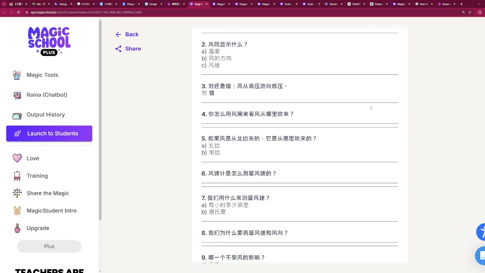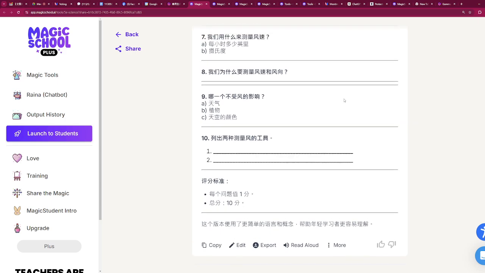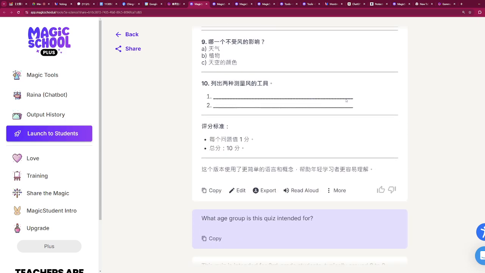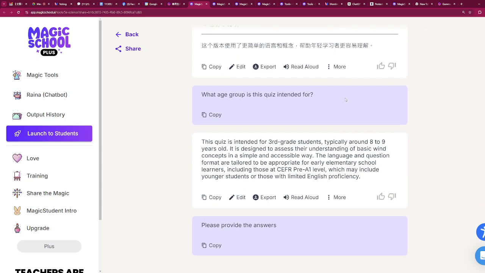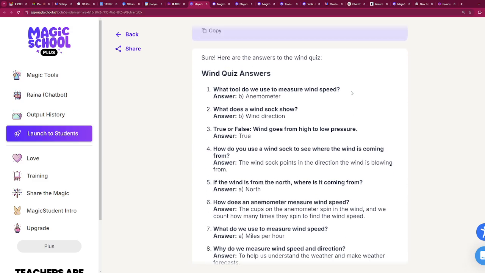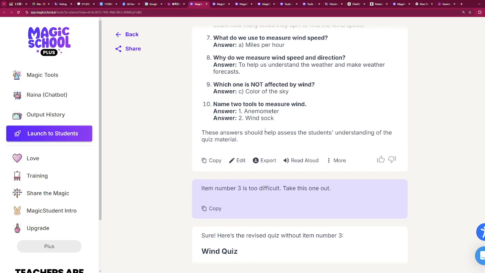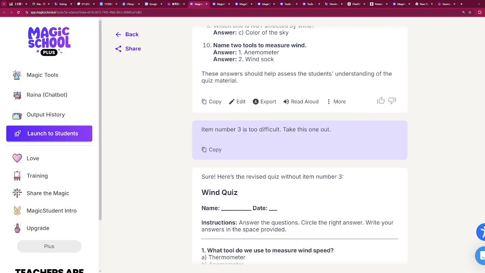And they don't have the traditional Chinese version. If you need to translate this, you'll have to go to ChatGPT, I guess. But I also asked it to provide the answers, and these are the answers. And I would say the third item is too difficult.